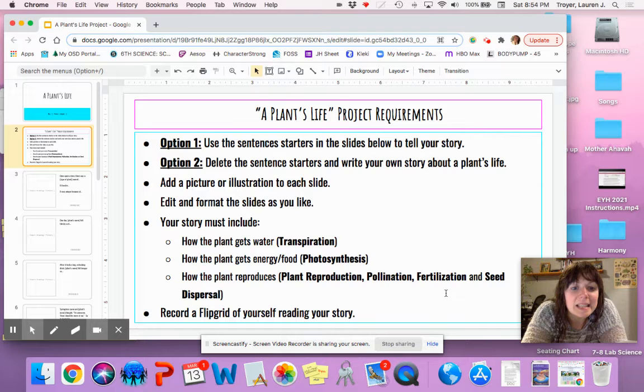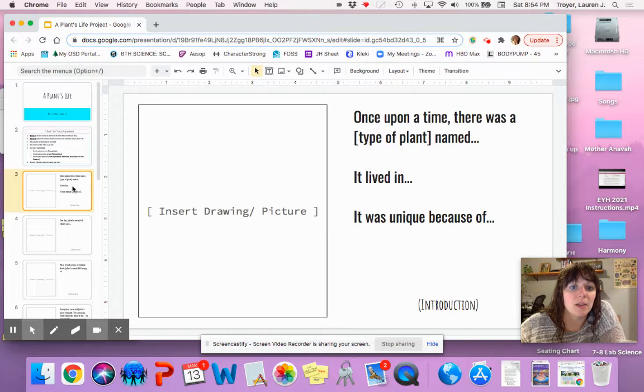Okay, so that's what you need to include, and then you're going to record a Flipgrid of yourself reading your story. So here are the sentence starters. They try to make it really easy for you to tell your story. Once upon a time, there was a type of plant named blah, blah, blah. So come up with a type of plant you want to have your story be about and give it a name. And then create a setting for it.